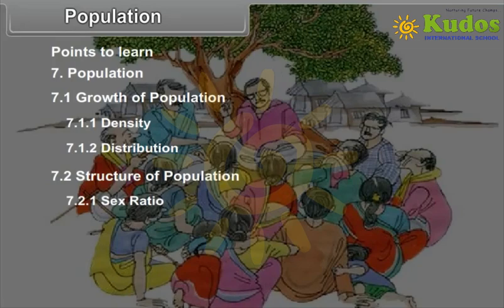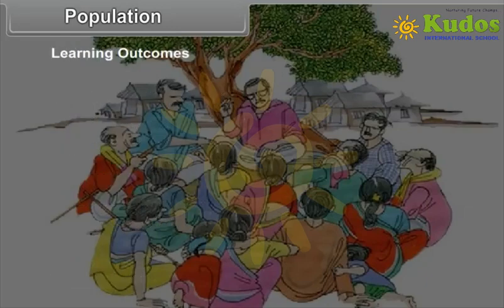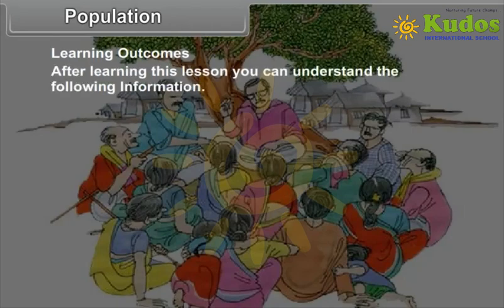7.2.1 Sex ratio. 7.2.2 Age structure. 7.2.3 Literacy. 7.3 Migration. Learning outcomes. After learning this chapter, you can get the following information.